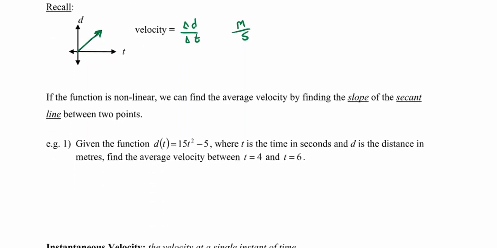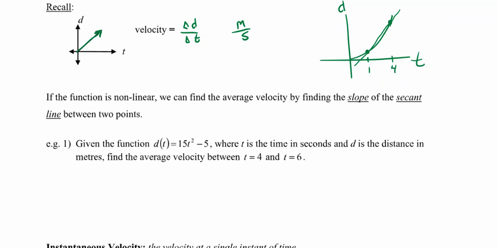Okay, so if a function is nonlinear, so if we were dealing with distance and time and a situation maybe like this, then we can find the average velocity by finding the slope of the secant line between 2 points. If you remember what a secant line was, it's if you took any 2 points on this graph and connected them with a straight line. The slope of that secant line would be the average velocity between, let's say, a time of 1 second and a time of 4 seconds. Then we can find the average velocity in that time frame.